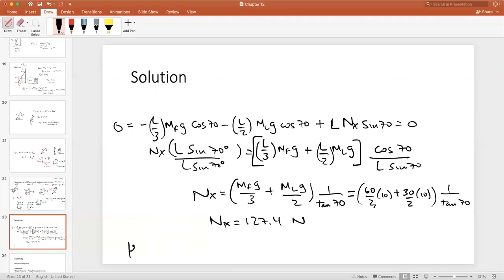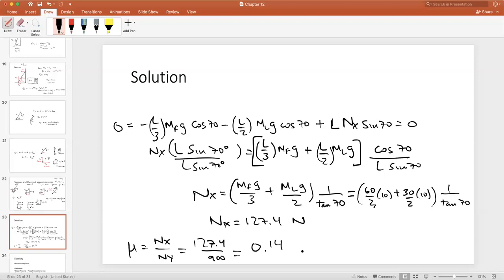Lastly, remember I was trying to find the coefficient of static friction, and I said that was n_x over n_y, and in fact, n_y was 900. So this is 127.4 divided by 900, which gives me approximately 0.14. 0.14 as my coefficient of static friction.